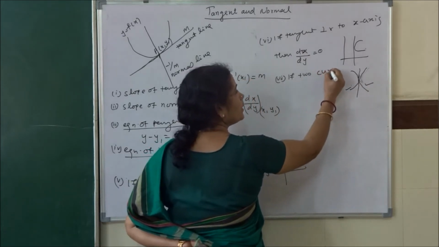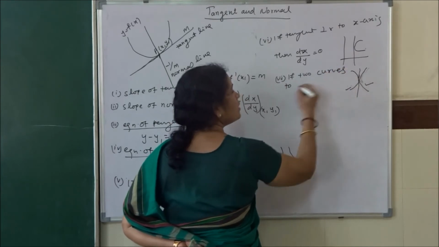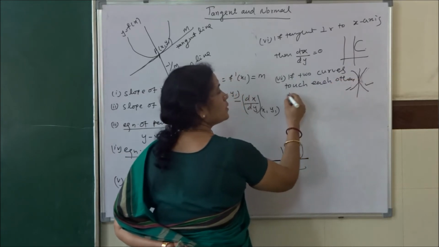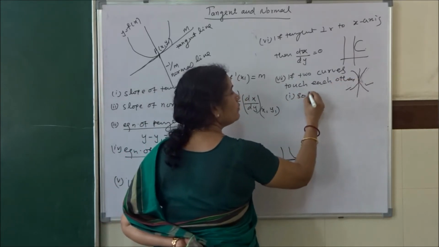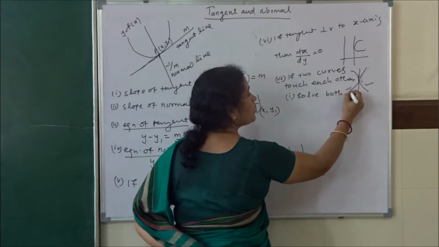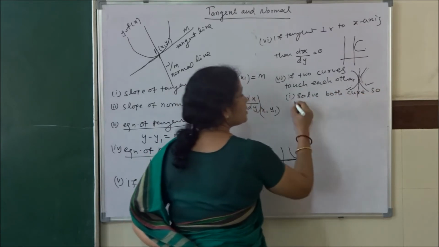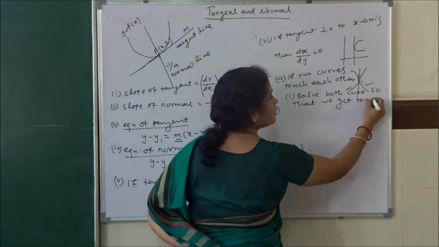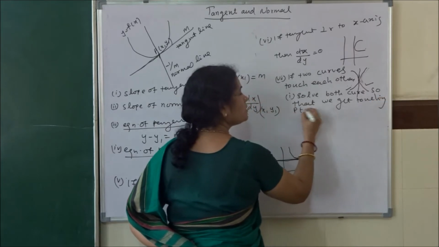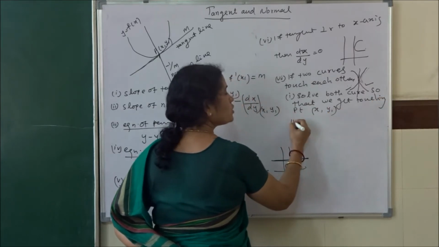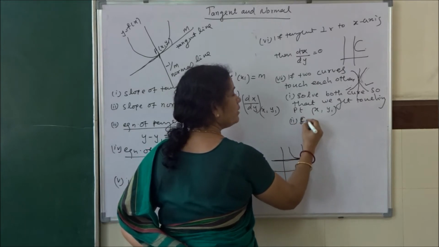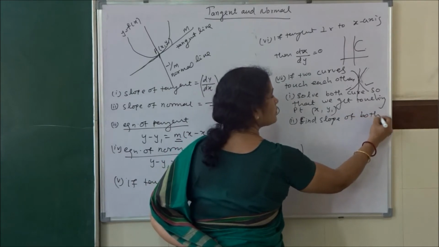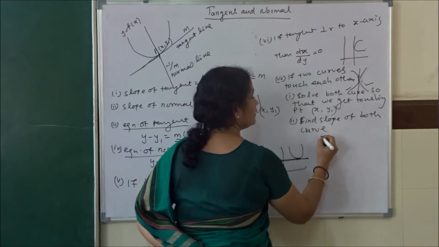If two curves touch each other, so what are the steps? You do one thing. First solve both curves, so that we get the intersecting point, the touching point. Am I correct? That is (x1, y1). Okay. Now step number 2, find slope of both curves, that is m1 and m2.